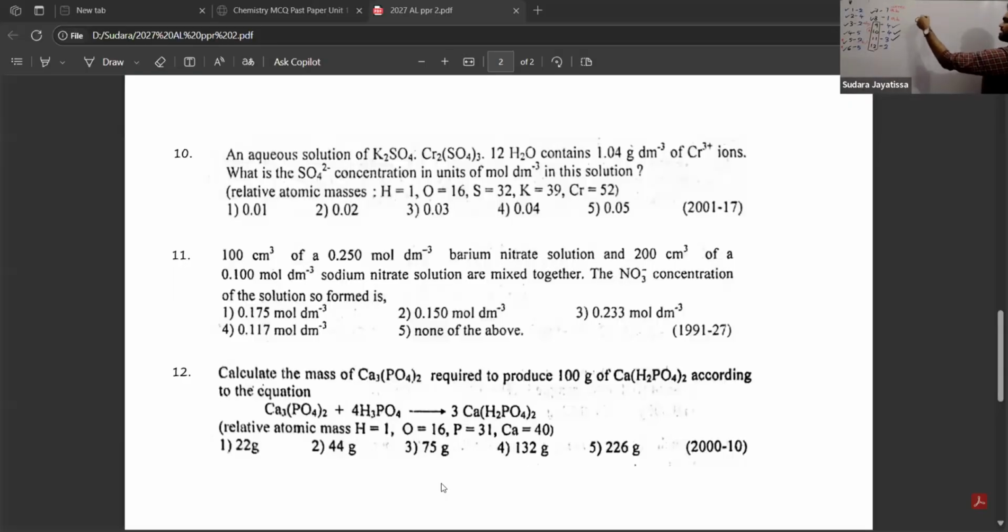Okay, so the last one, let's see. The 12th one is telling, this one is not that difficult. Look. Ca3PO4 twice. Right? And you are having 4H3PO4. And next one, 3 Ca3, sorry, C.